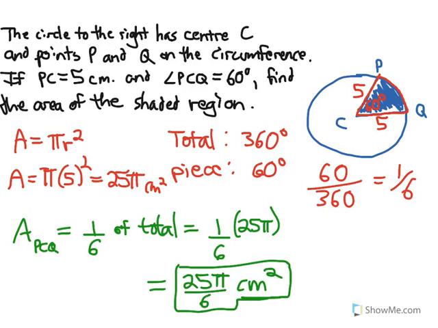So hopefully this helped you. Again, it kind of looks like a geometry question, but we need to know with circles, central angles, meaning an angle that's formed from the outer edge to the center, like this 60 degrees, just work in proportion. So figure out what proportion that is out of 360 and multiply that by the total area.